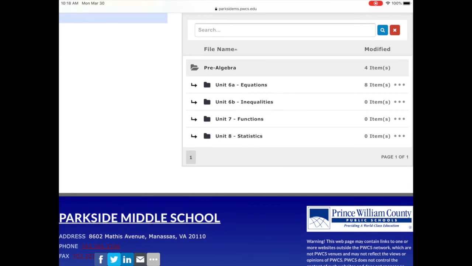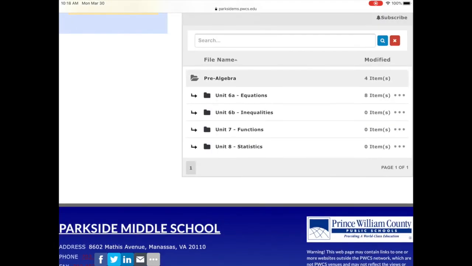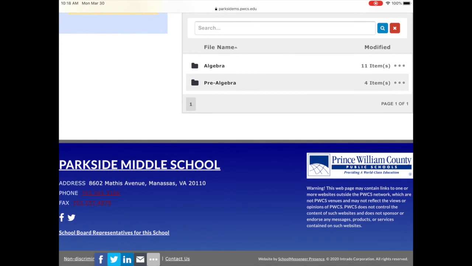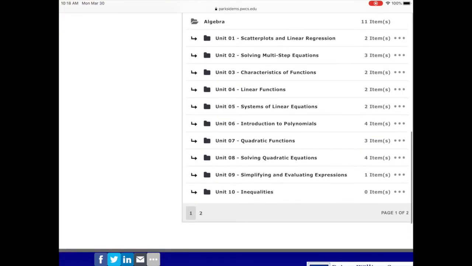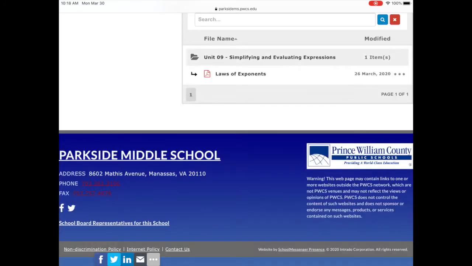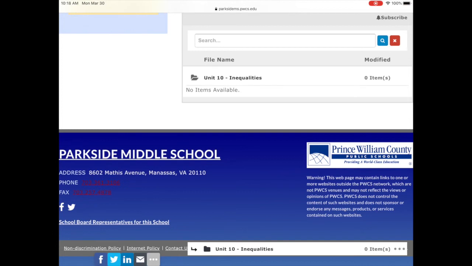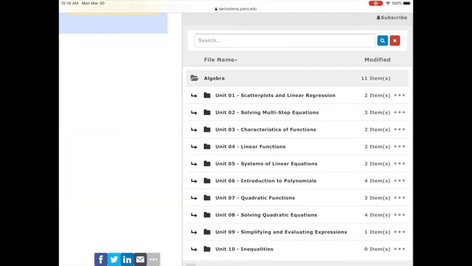The units 6, 7, and 8. Now, units 7 and 8 have not been taught yet, so there's nothing in those folders, okay? Same thing for algebra. If you go down to unit 9, nothing has been taught yet. Well, the laws of exponents we started, but we didn't get everything. Unit 10, inequalities, we hadn't gotten to that yet, so that's why nothing is there.